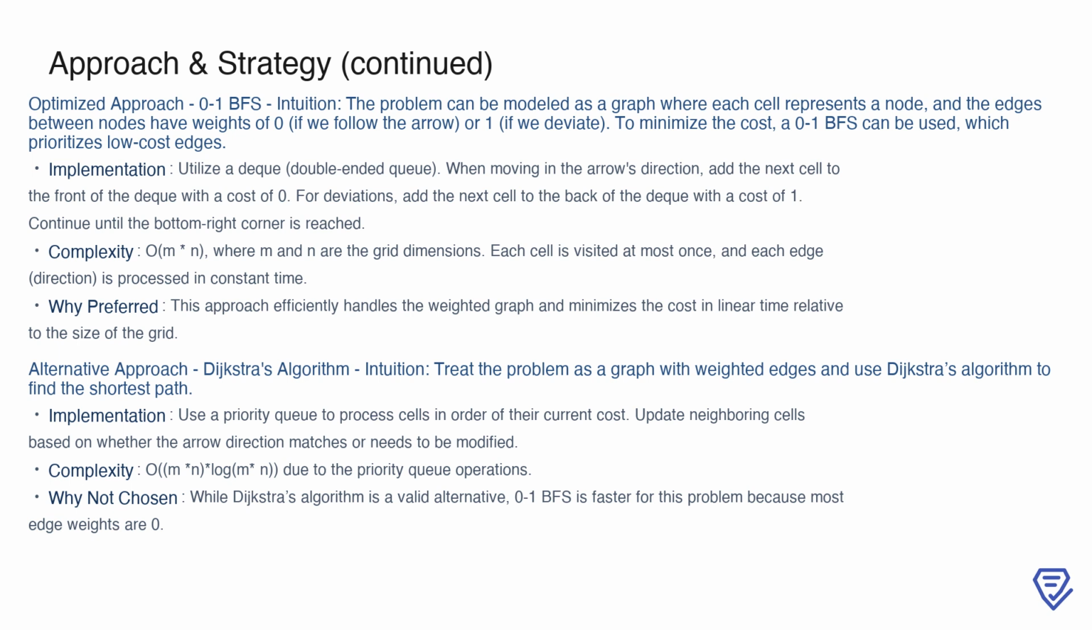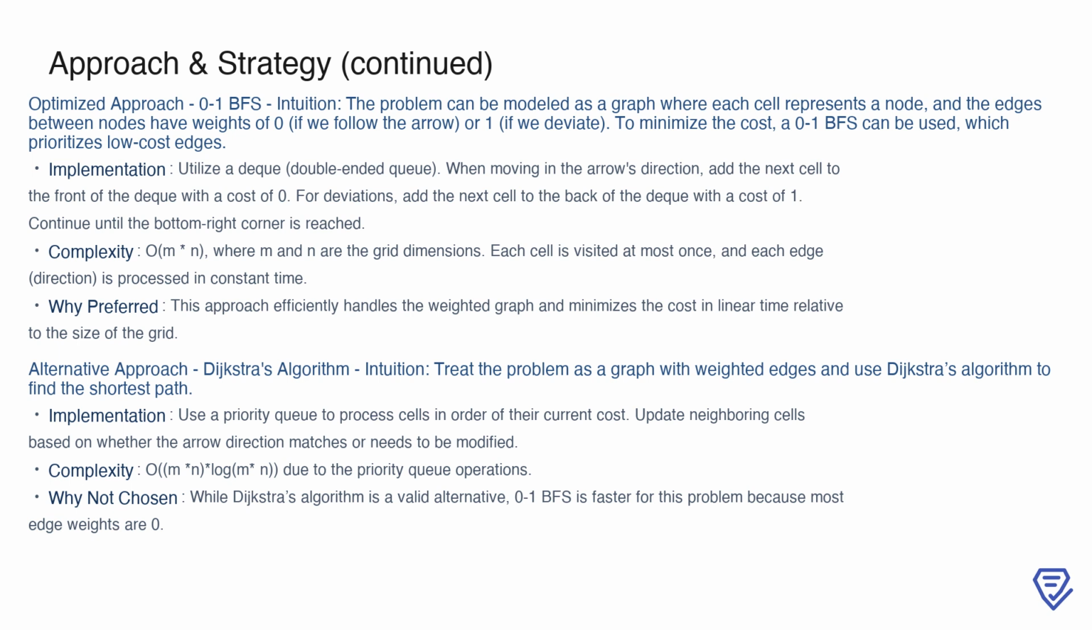This is done by employing a deque. When moving along an arrow, we add the next cell to the front of the deque with a cost of 0. If we deviate, we add the next cell to the back of the deque with a cost of 1. This ensures that lower-cost paths are explored first, minimizing the overall cost.